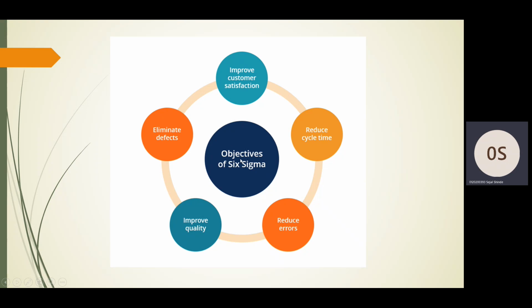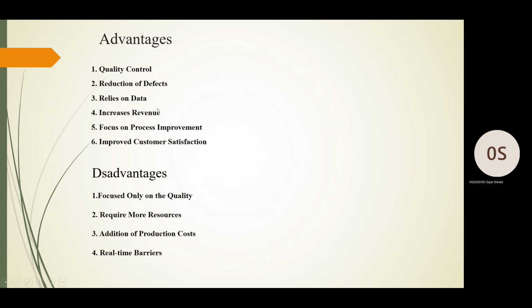So this is one image of the objectives of Six Sigma. As we can see: improve customer satisfaction, reduce cycle time, reduce errors, improve quality, eliminate defects. These are some objectives of the Six Sigma model. So let's see some advantages of Six Sigma. Quality control, reduction of defects, relies on data, increases revenue, focus on process improvement, improve the customer satisfaction. So these are some advantages of the Six Sigma model.